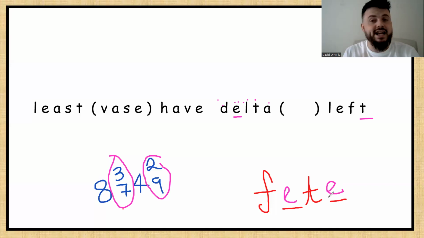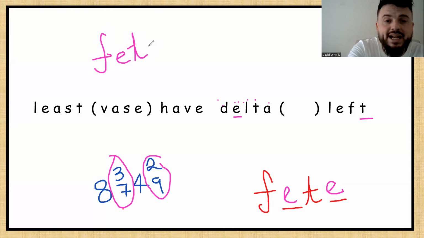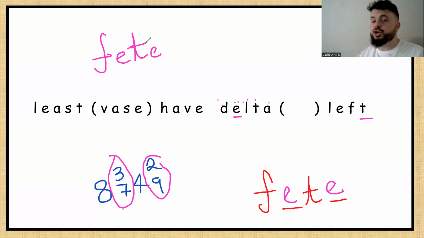F-E-T-E, fate. It doesn't look like it says fate, but it does. Yeah, it's a word called fate, like a fair. So this is the correct answer. However, there are many students who would look at a word like this and wouldn't know that that's what it says. They might think it says fetty, for example, which isn't a word. And then they might not pick that one.